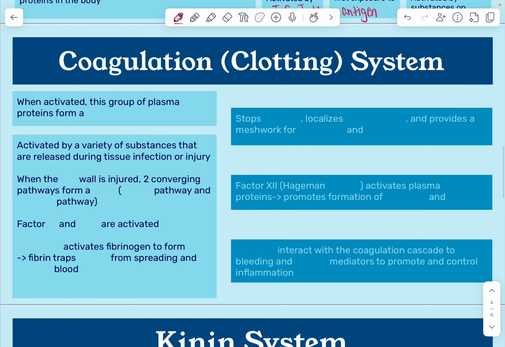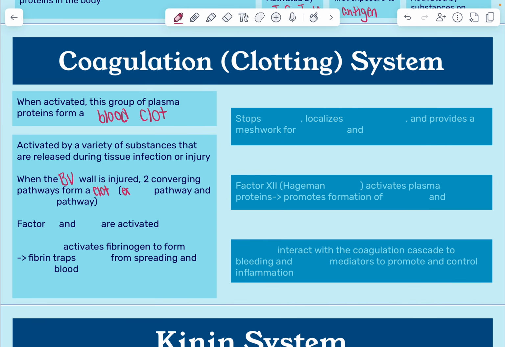The next system is the coagulation, or the clotting system. And when this system is activated, this group of plasma proteins is going to help form a blood clot. It's activated by a variety of substances that are released during tissue infection or injury. So when the blood vessel wall is injured, 2 converging pathways are going to form a clot.